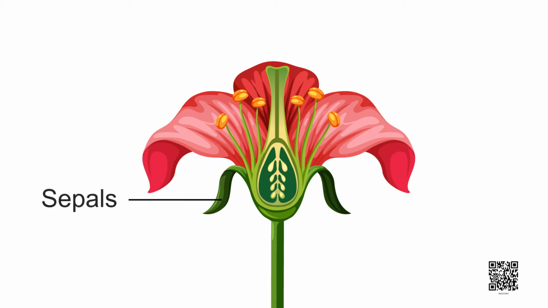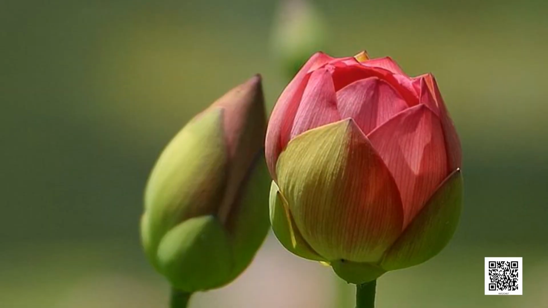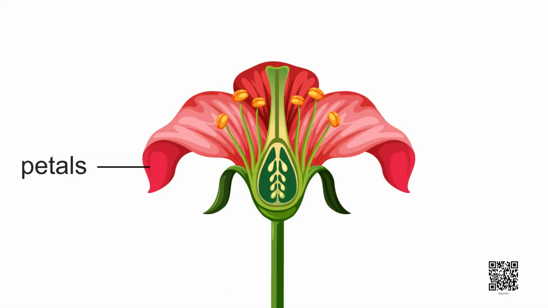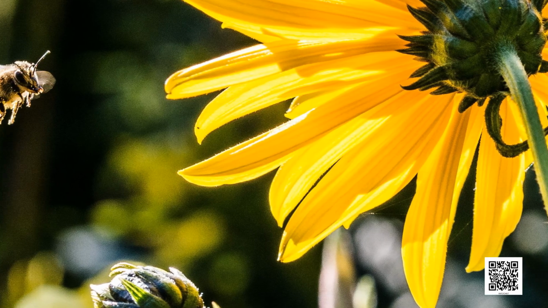Sepals. The small leaf-like structures present on the outer side of a flower are called sepals. In some flowers, sepals are joined together, whereas in some flowers they are separated. Sepals protect the flower when it is in the form of a bud. Petals. Petals are the most prominent and colorful part of the flower. They are brightly colored and very beautiful. Their bright color attracts the insects for pollination.